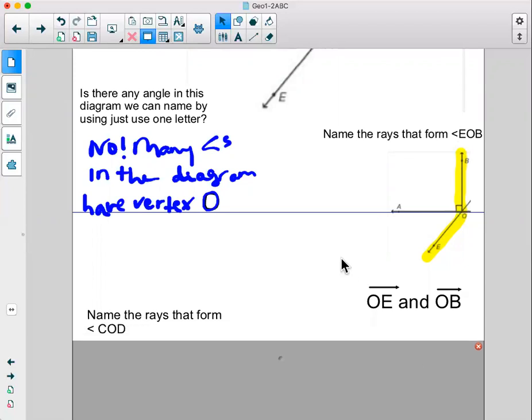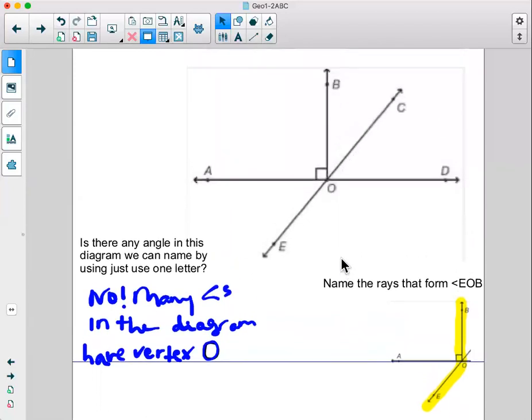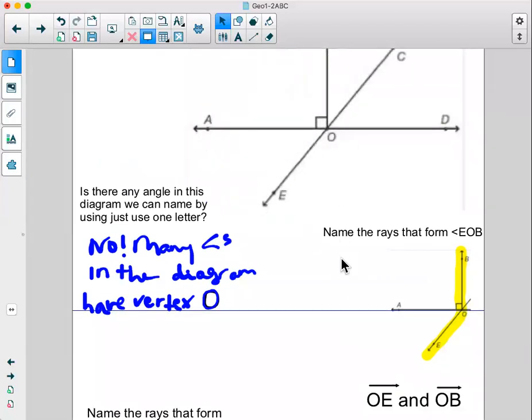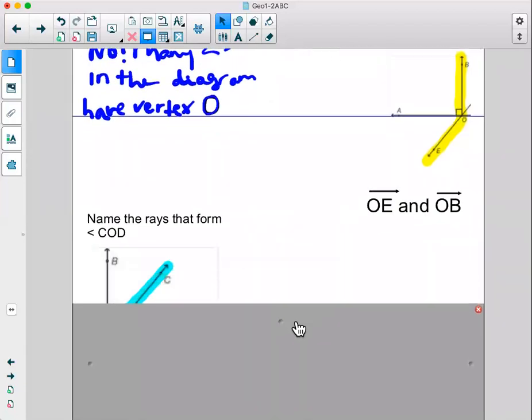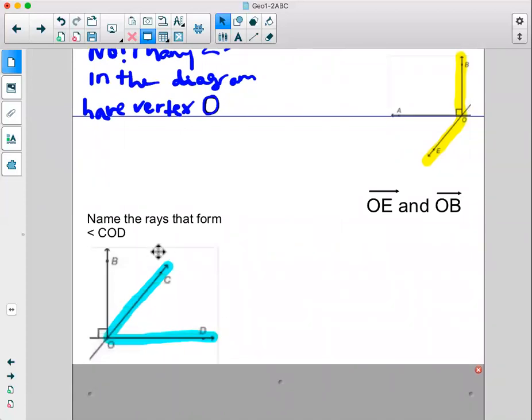And try the same now for COD. Name the rays that form angle COD. Pause the video, jot it down on your own paper, and then press play. I would start by highlighting that angle. Angle COD goes through C on its way to vertex O and then out through D. And if you highlight it with your pencil or a highlighter, you'll see that the sides of the angle are ray OC and ray OD.